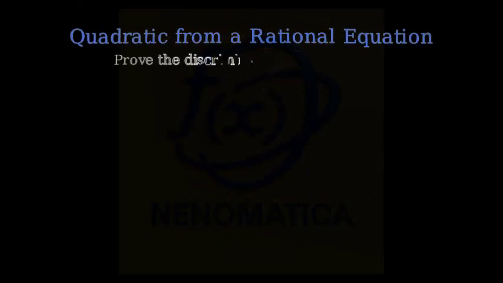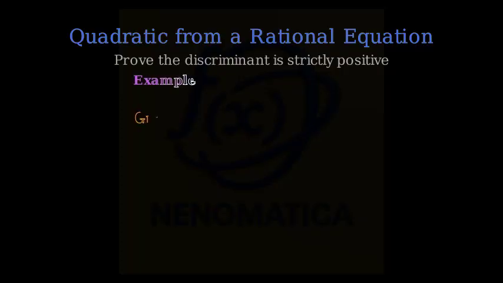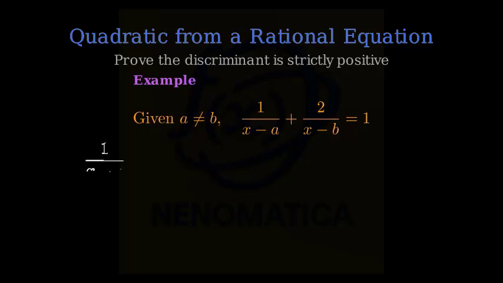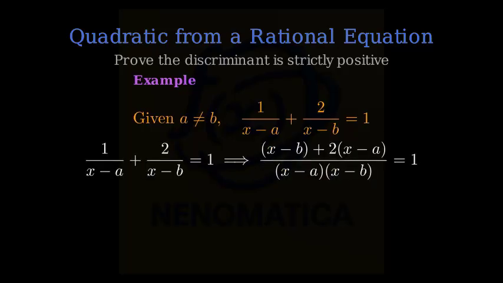In this example, we will start from a rational equation in x and show, step by step, that the resulting quadratic always has two real roots. Step 1. Combine the two fractions over the common denominator. Step 2. Multiply both sides by the product x minus a times x minus b to clear the denominator.